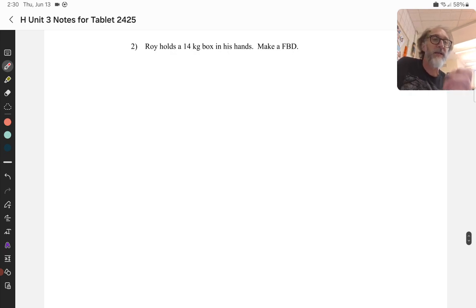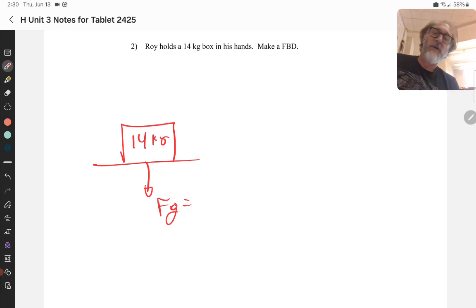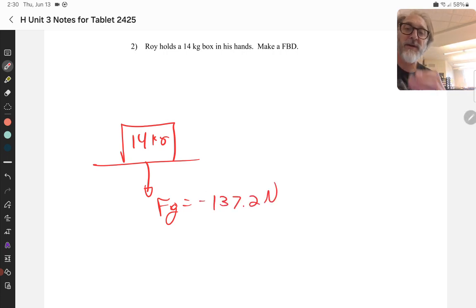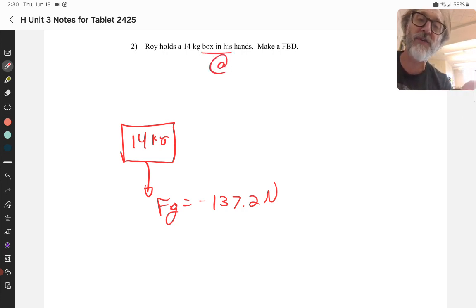How about this? Roy holds a 14 kilogram box in his hands. Here we go, 14 kilograms. That means gravity is going to be pulling it down with a force of 137.2 newtons. Now notice it's not on a surface here. He's just holding it in his hands. I wish I had written at rest.